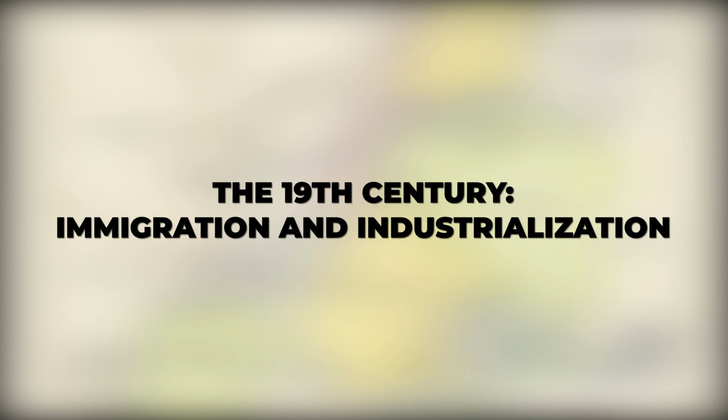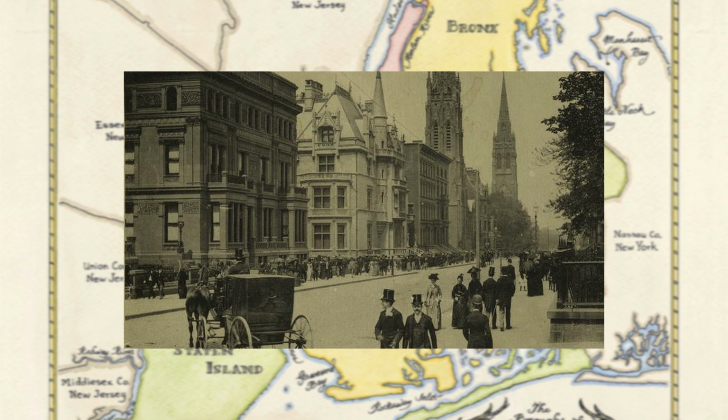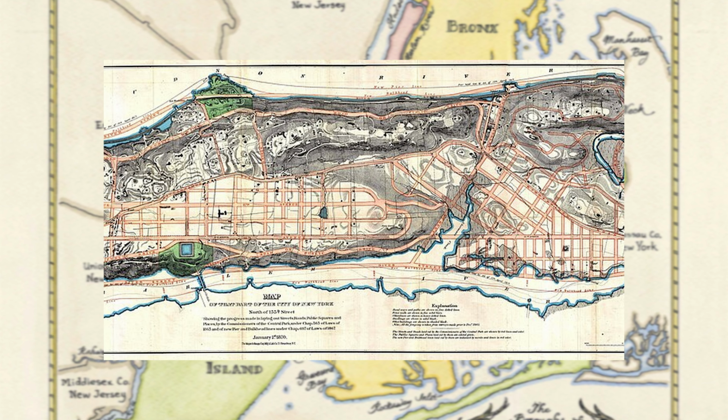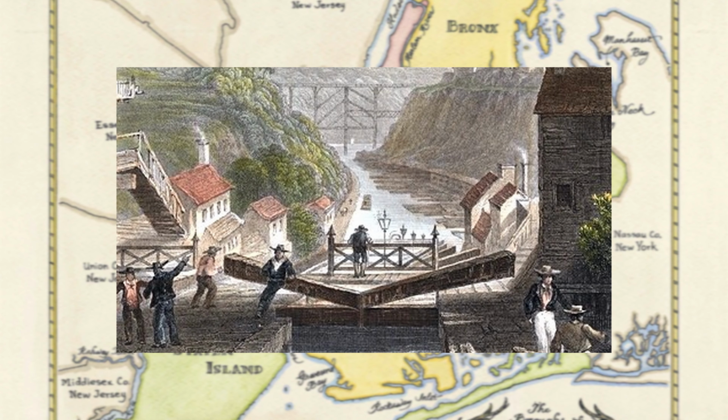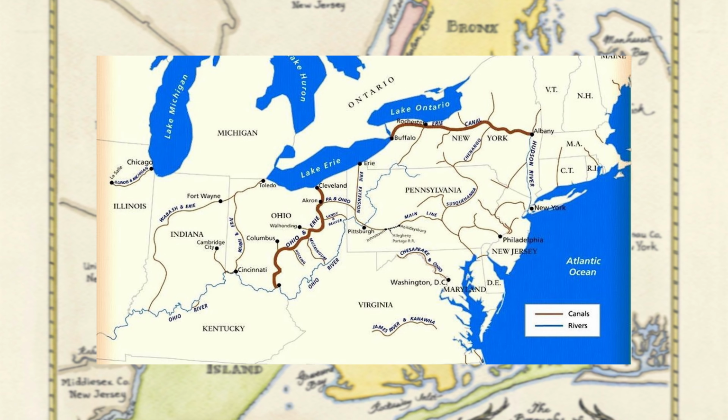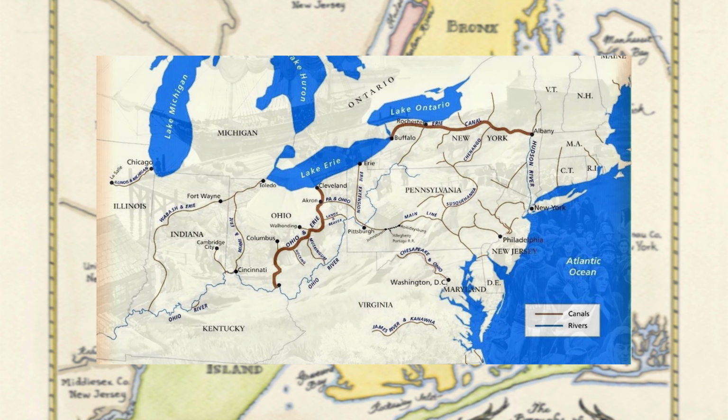The 19th century, immigration and industrialization. The 19th century brought immense change as immigration surged and industrialization reshaped the city. In 1811, the Commissioner's Plan laid out Manhattan's grid system, shaping its modern urban structure. The completion of the Erie Canal in 1825 connected New York Harbor to the Great Lakes, transforming the city into the gateway between the Atlantic Ocean and North America's interior.